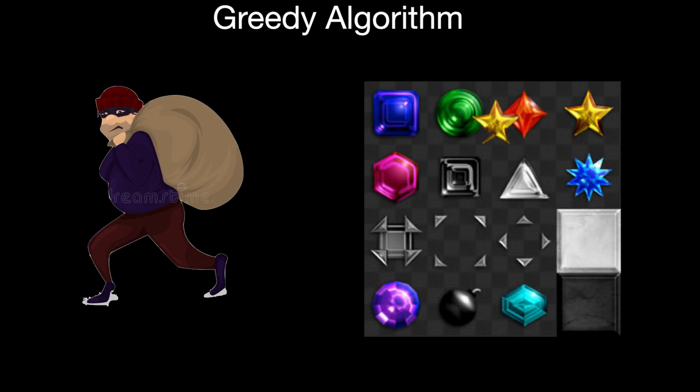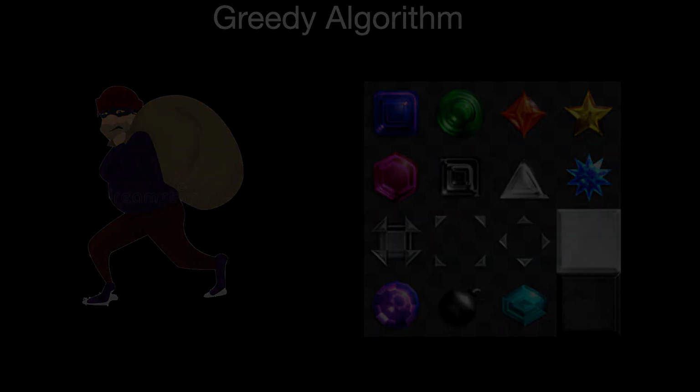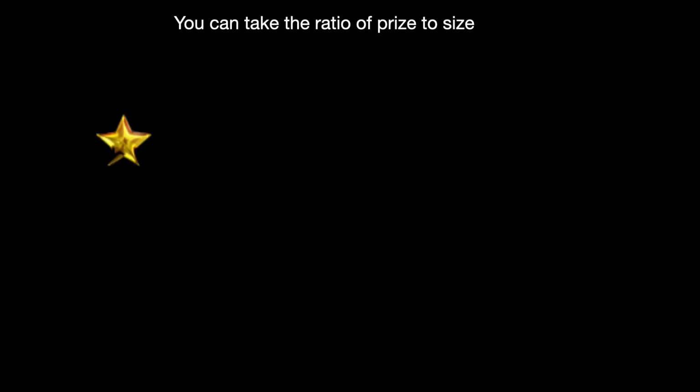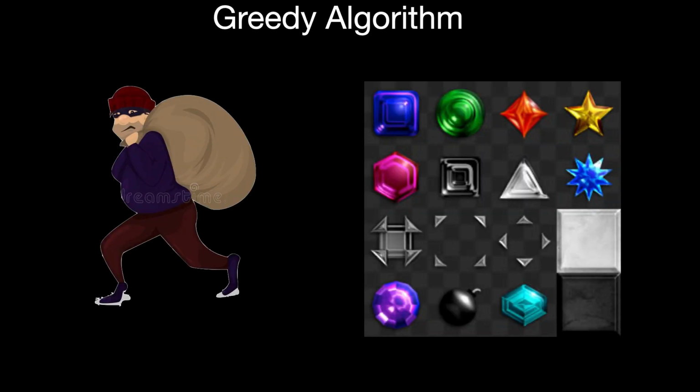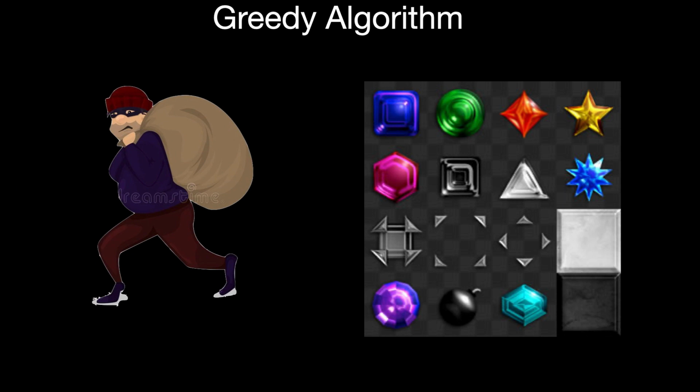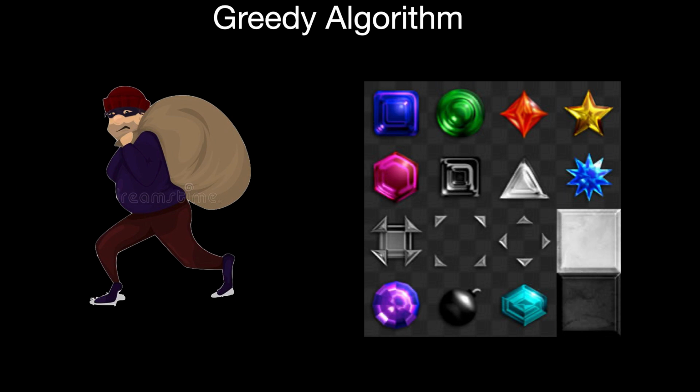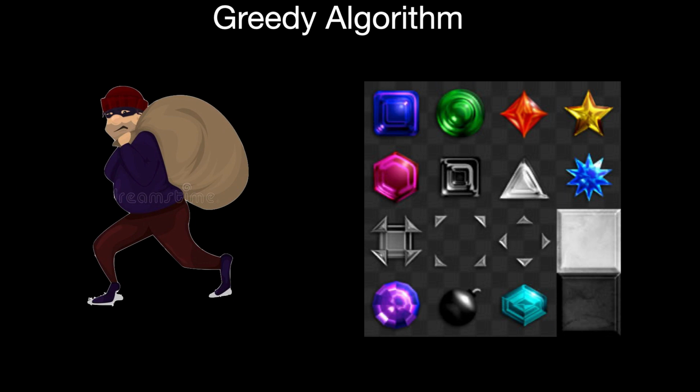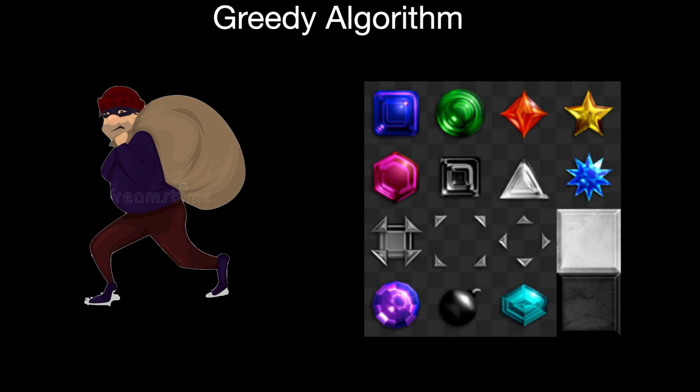Let's pause this video, and you can think about how he can do better than just taking the most expensive item first. Well, he can take the ratio of the price to the size, and sort the items in descending order of that ratio. Based on the ratio and the weight, he can actually get a better profit than when he was just picking the most expensive item first, then second and third.